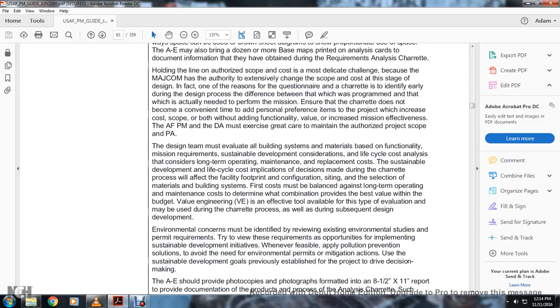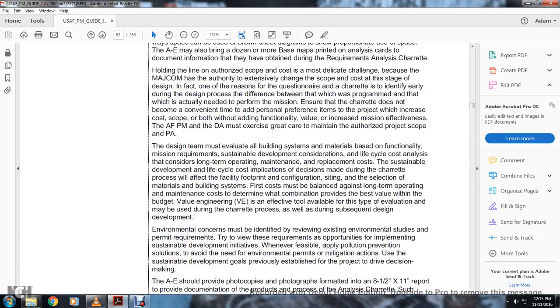The design team must evaluate building system materials based on functionality, mission requirements, sustainable development, and consideration of life cycle cost analysis, considering long-term operation, maintenance, and replacement cost. The sustainable development life cycle climate implementation of the decisions during the charette process will affect the footprint configuration, siting, and the selection of the materials and building systems.